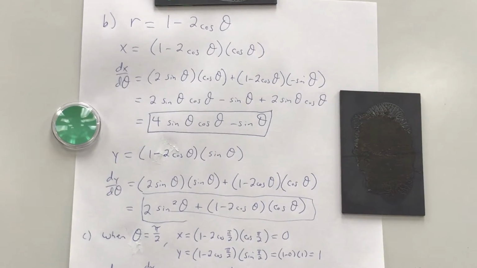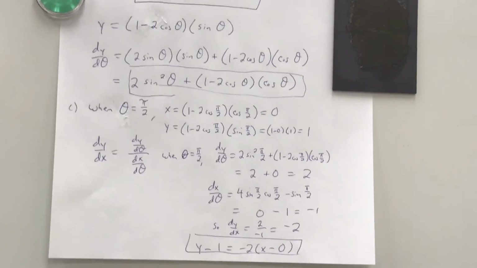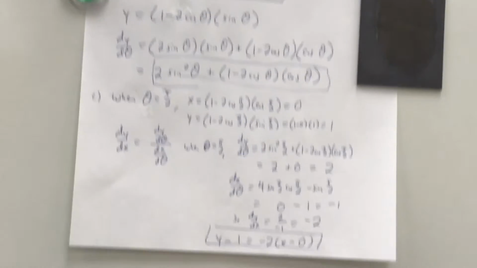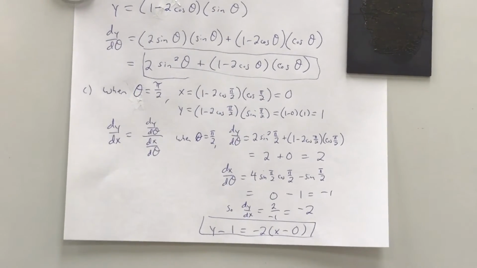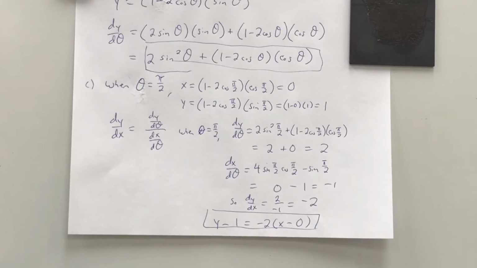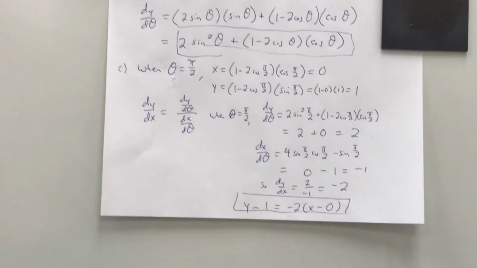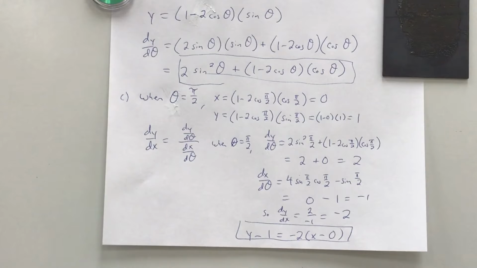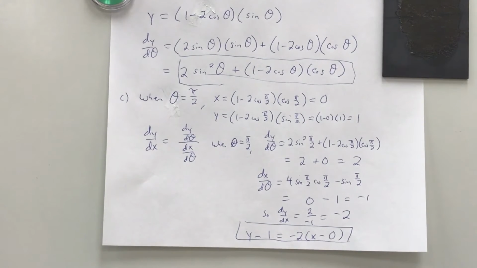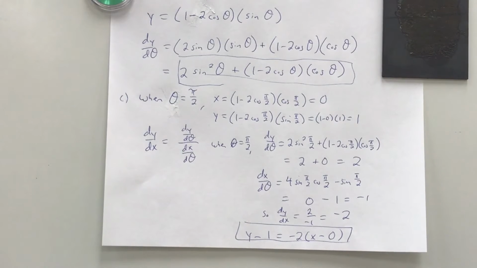And now, we're going to come down some here, and you can see dy dx is going to be dy d theta over dx d theta. Let me see if I can get this set a little bit better for you. There we go. Dy d theta over dx d theta gives you dy dx. I actually have dy d theta and dx d theta already from part B. Now I can just plug in pi over 2.